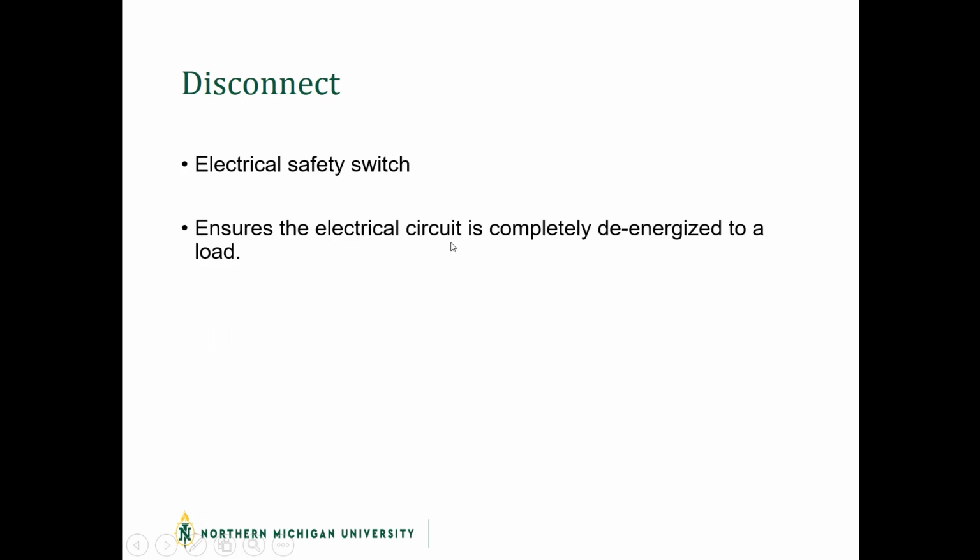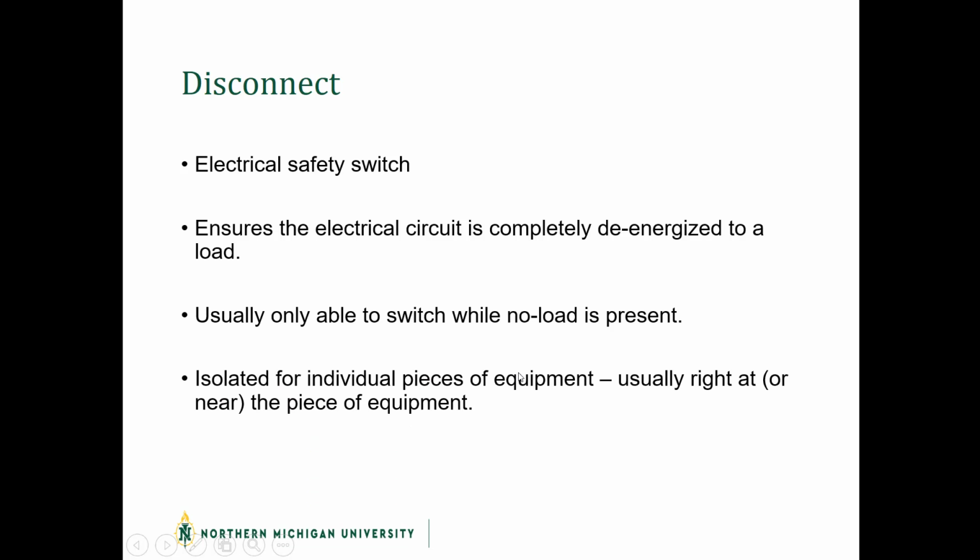Okay, a disconnect is an electrical safety switch. Moving right along here. So what this is for is to ensure that we have that electrical circuit to whatever your piece of equipment is de-energized to whatever that load might be, right? So the big thing to note here is we're usually only able to switch off a disconnect when there's no load present. So what that means is we would have to shut off that circuit, then go disconnect the load or the piece of equipment that we have the disconnect switch on, and then we can operate or do whatever else we need to do for equipment maintenance or install or whatever that is.